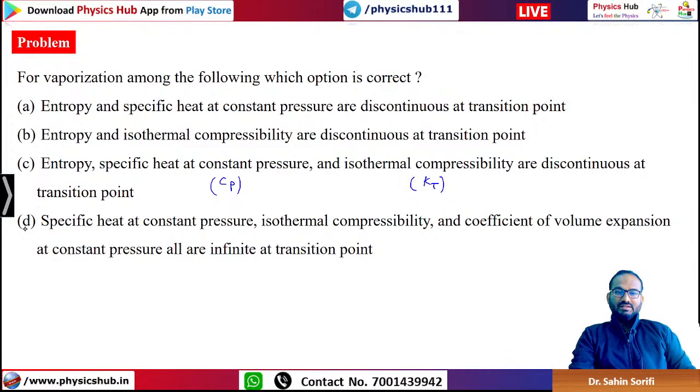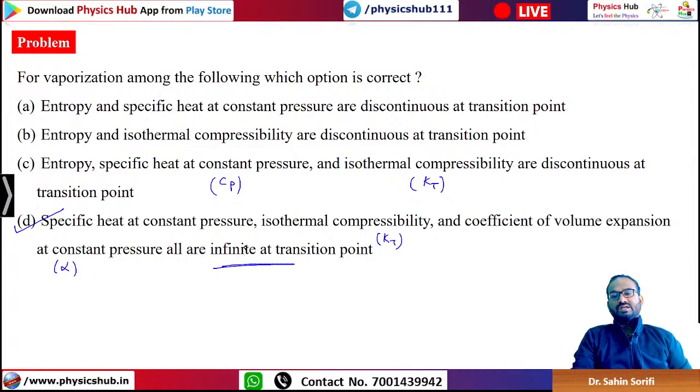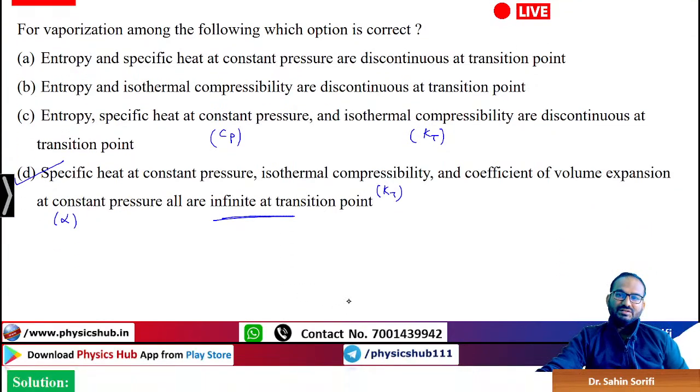Option D: specific heat at constant pressure, isothermal compressibility, and coefficient of volume expansion at constant pressure, which is sometimes denoted by alpha. These are all infinite at the transition temperature. So don't get confused between infinite and discontinuous. Discontinuous we have only for entropy and specific volume, that is, molar entropy, molar volume, entropy and volume. For Cp, isothermal compressibility and coefficient of volume expansion, they become infinite as you go from one phase to the other, at the transition point.